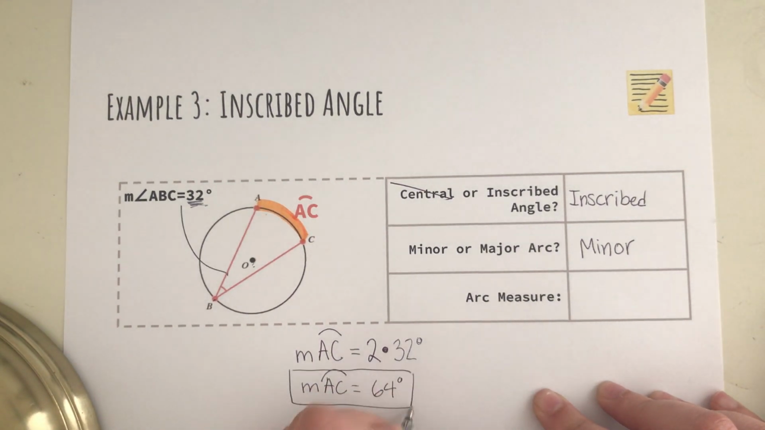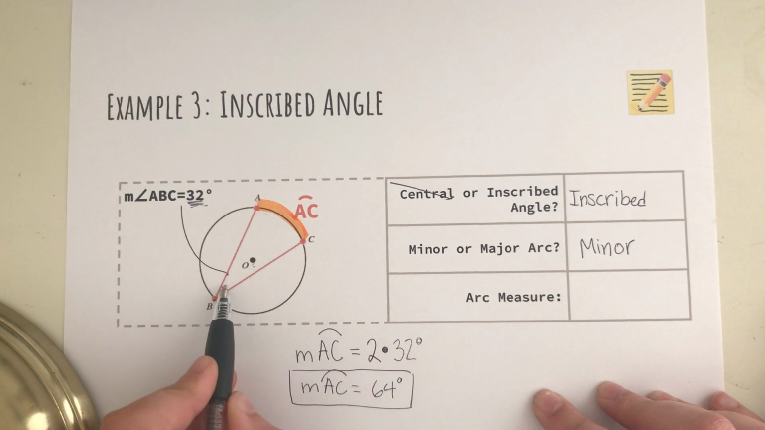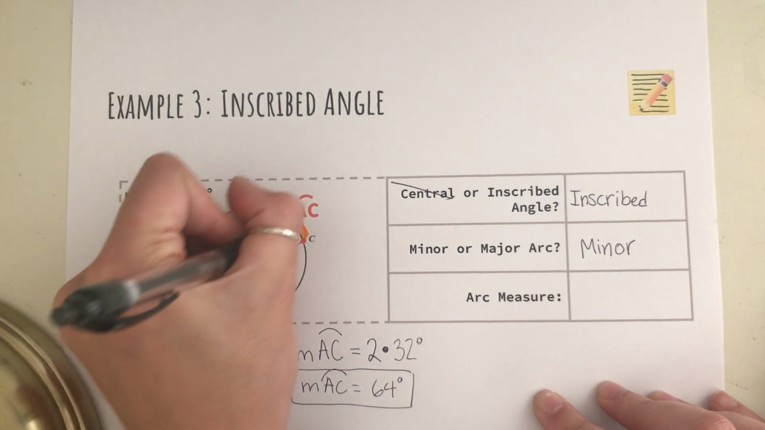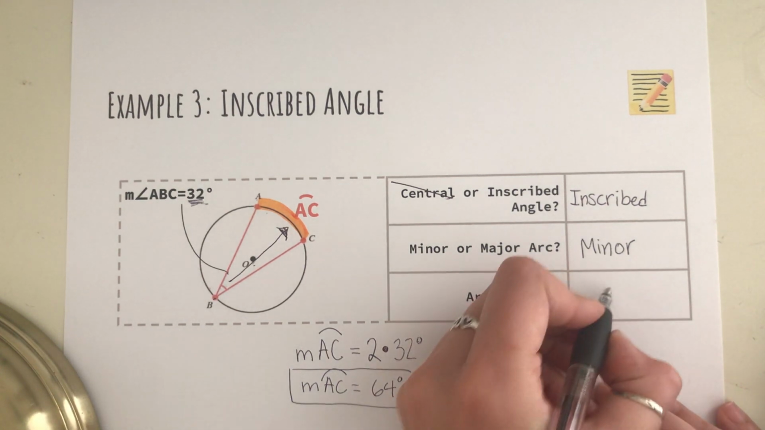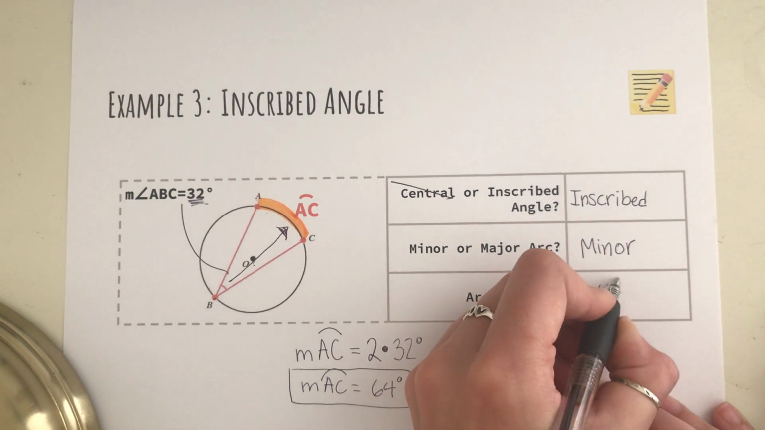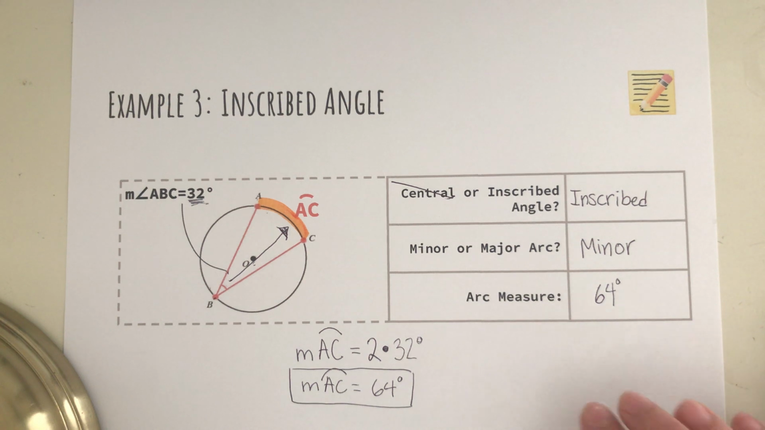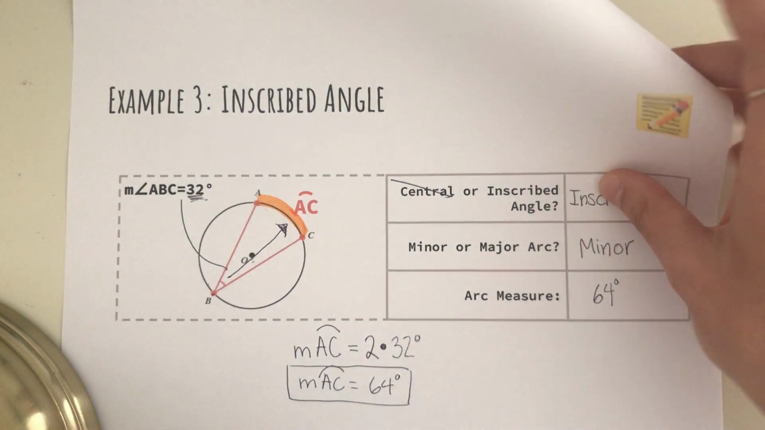That is my answer. So since this is 32, it doubles to grow. So 64 degrees is my answer. That is how you do example 3. And then we're going to do one more example where we are given the arc and we need to go backwards.